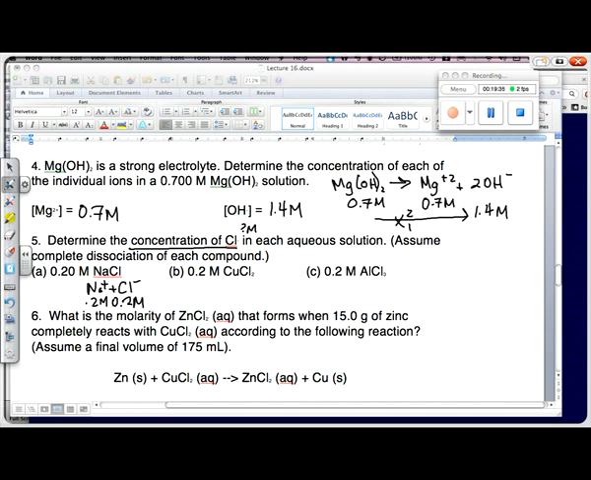Copper chloride, on the other hand, if I start off with 0.2 molar copper chloride, I end up with 2 chlorines and a copper. So if this was 0.2, then this is 0.4, because it's like times 2 over 1. Aluminum chloride, when it breaks up, you get an aluminum and 3 chlorines. So if this first is 0.2, the aluminum is 0.2, but the chlorine is 0.6 because I'm going times 3 over the 1 that would be in front of this. So the answer to C is 0.6.